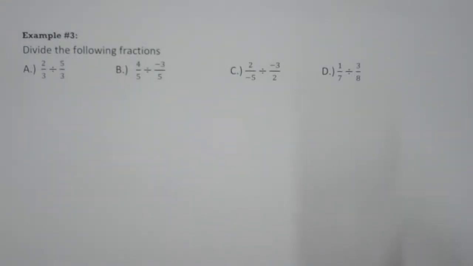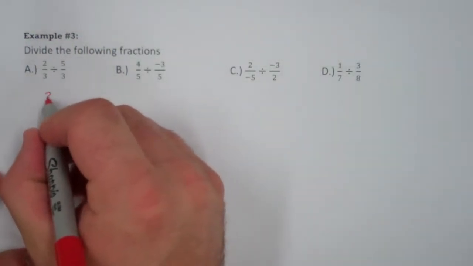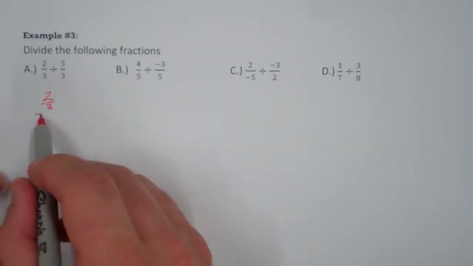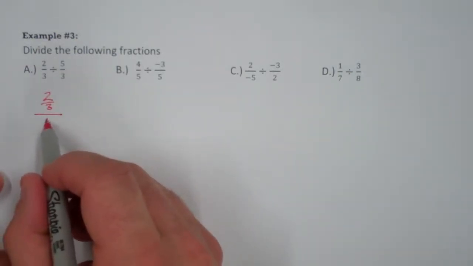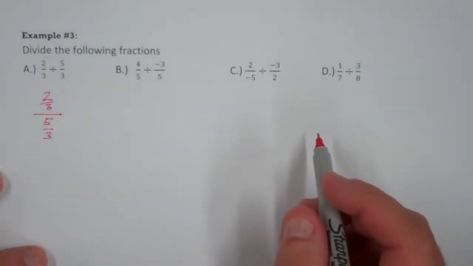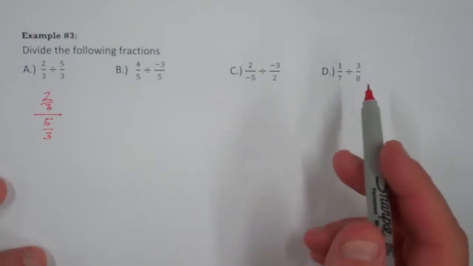In example 3, we need to divide the following fractions. When we divide fractions, I like to think of this as a complex fraction. So I like to think of 2/3, which is a number, divided by 5/3. Now, something interesting happens when you divide fractions, and let me show you how this does work.